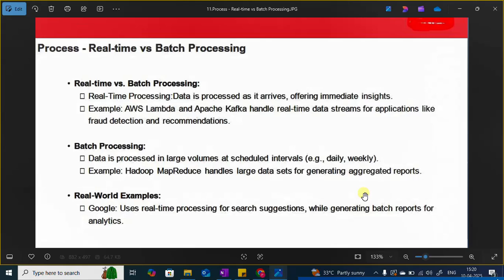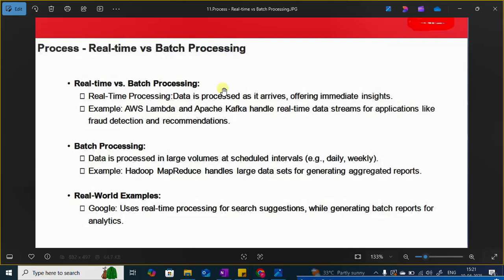Similarly, a real-world example: Google uses real-time processing for search suggestions while generating batch reports for analytics and so on. Okay, that's all about the difference between real-time and batch processing, and on the whiteboard, while explaining, I am giving a clear-cut difference.